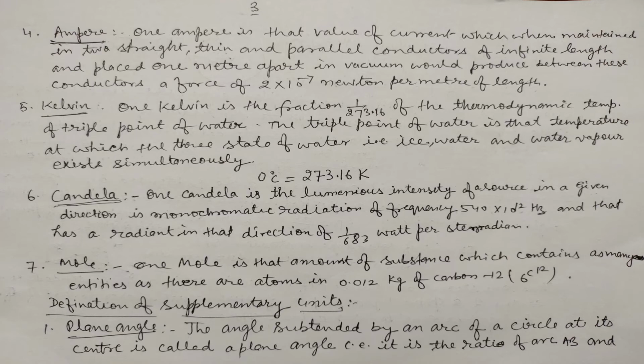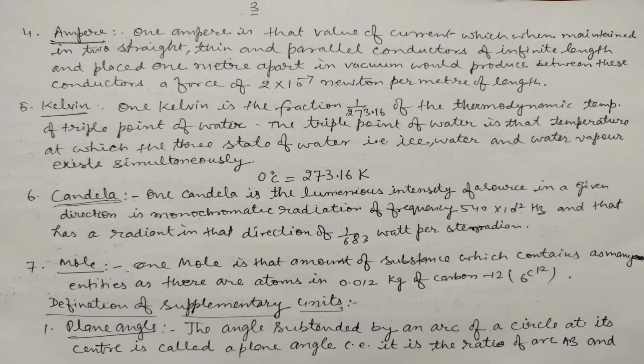So fifth, Kelvin. 1 Kelvin is the fraction 1 by 273.16 of the thermodynamic temperature of the triple point of water, and the triple point of water is that temperature at which the three states of water, means ice, water and water vapor, exist simultaneously, and so 0 degrees Celsius is equal to 273.16 Kelvin. And the sixth one is the candela.